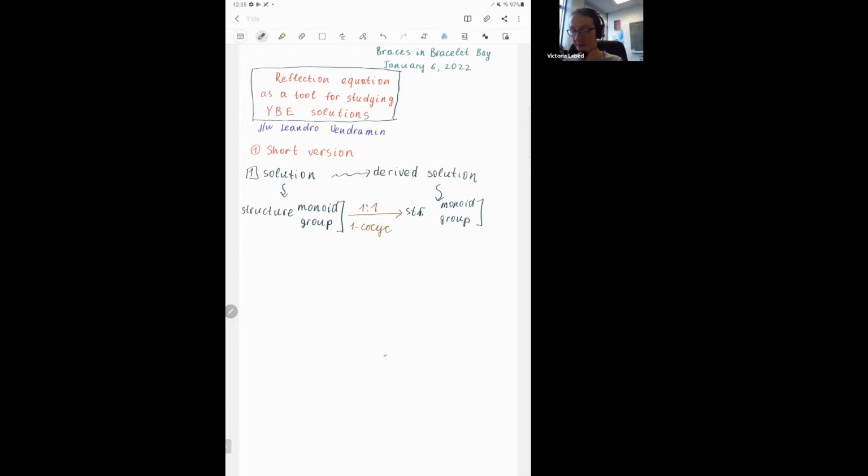which means that you have two strongly connected monoid or group structures, and one way of translating the fact that you have a one-cocycle is saying that you have a brace. So this is actually one of the possible ways of thinking about braces.